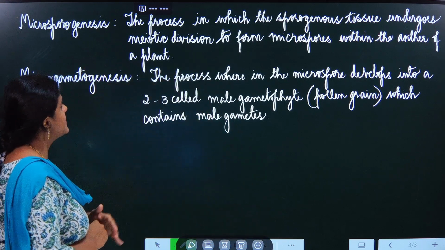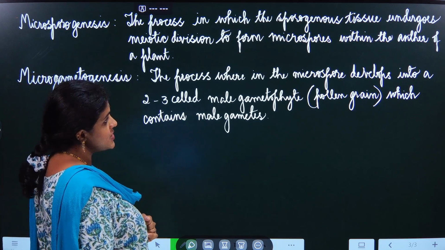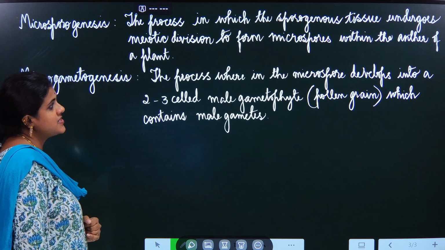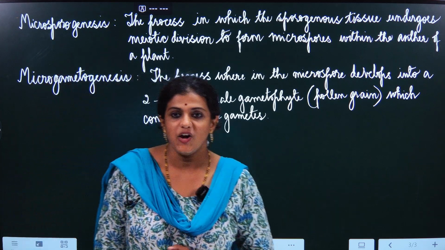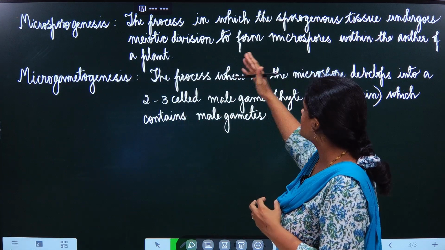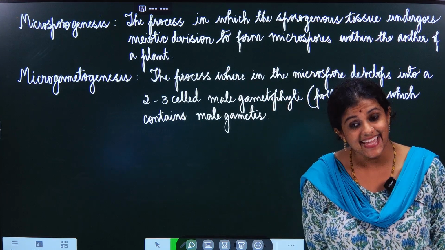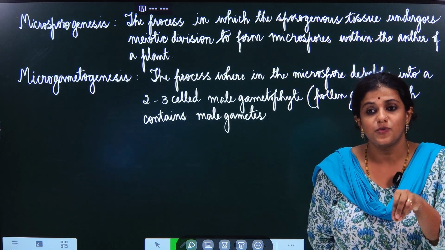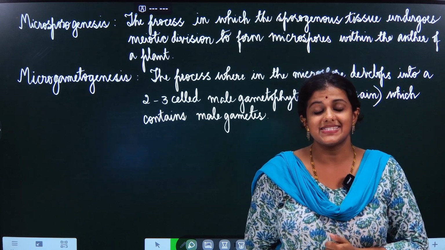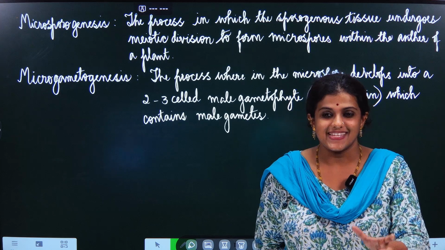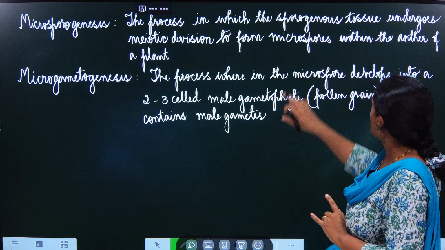So we have the definition of microsporogenesis. The process in which the sporogenous tissue undergoes meiotic division to form microspores within the anther of a plant. Okay. So there is a tissue called sporogenous tissue. I had told earlier, sporogenous layer. That is the layer which produces sporogenous tissue. What is a tissue? Group of cells. So they are all sporogenous cells. What is a sporogenous cell? Spore generating cells or microspore generating cells. So we call it sporogenous tissue.